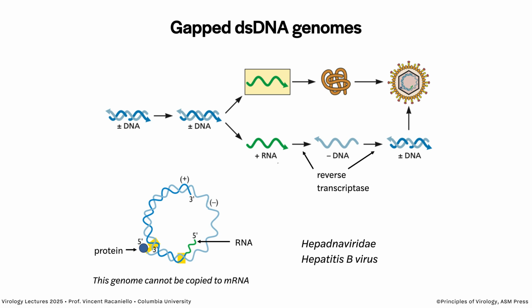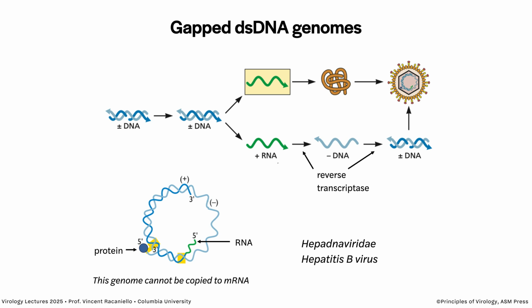And the hepatitis B viruses have this funny gapped DNA. So here on the lower left, that's the genome. It's circular, but it's not fully double-stranded. There's a single-stranded region, plus there's a piece of RNA on it, and there's a protein. That genome can't be copied to mRNA. The only thing that can be transcribed to mRNA is double-stranded DNA. We got to remember that. It's really important. So it has to be repaired.